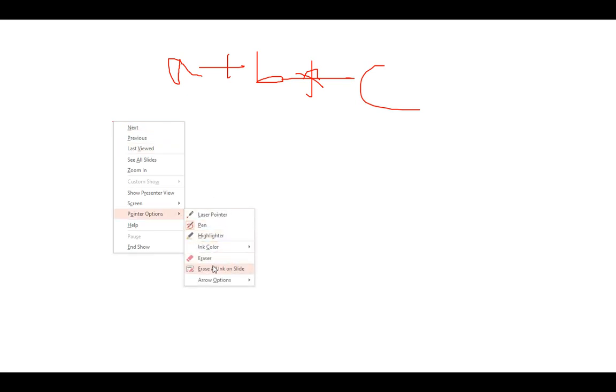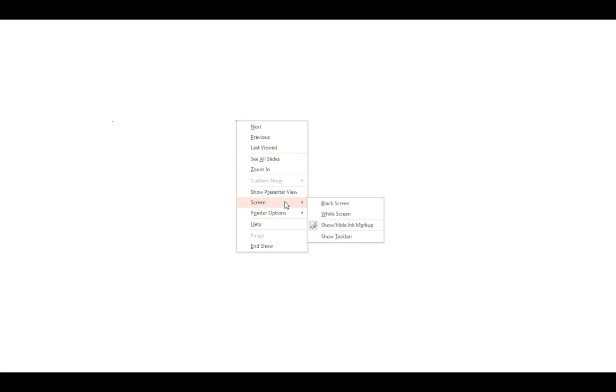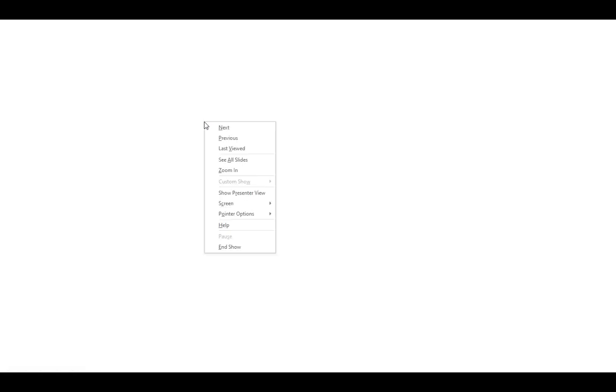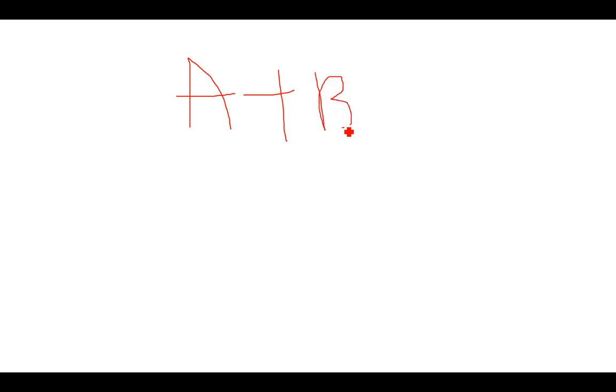Let us understand by an example. Say I have an expression A plus B into C. So let us consider an expression, A plus B into C. Now we can convert this expression to postfix as well as prefix form.